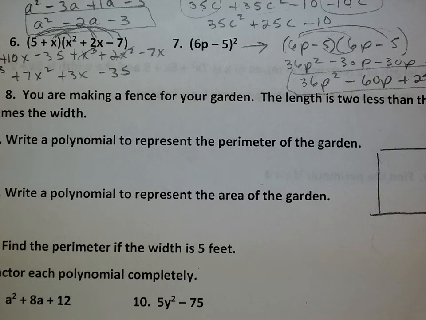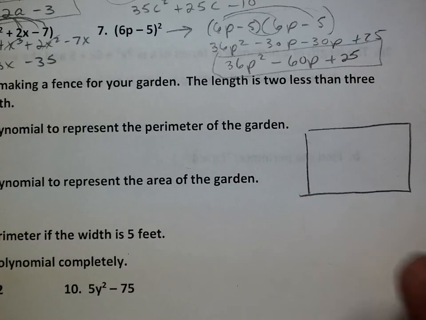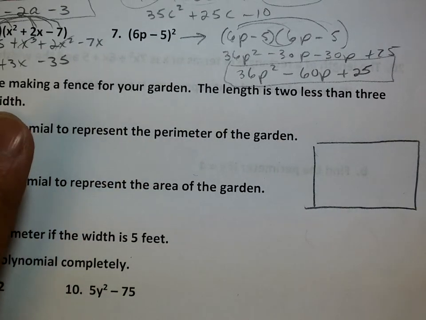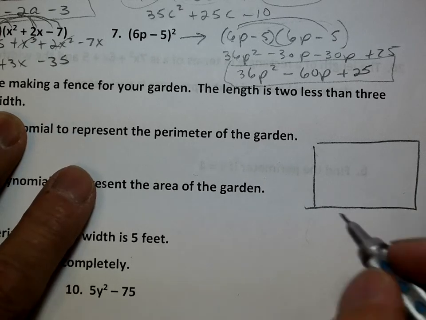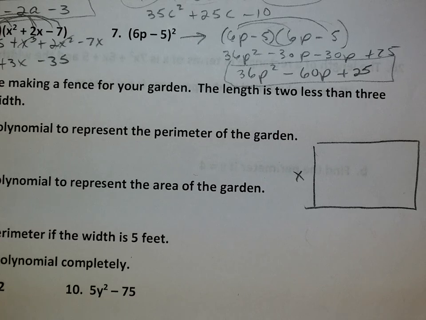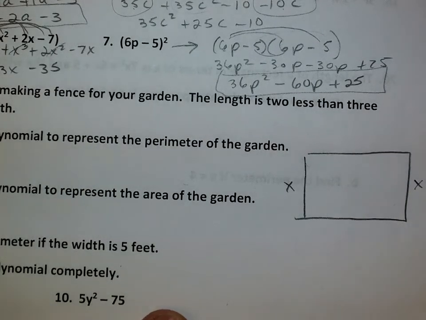You're making a fence for your garden. The length is 2 less than 3 times the width. So we don't know anything about the width. We know nothing about the width. Let's call the width x. We go blah, blah, blah about the length, but we don't know anything about the width, okay? So width, let's just go x and x.